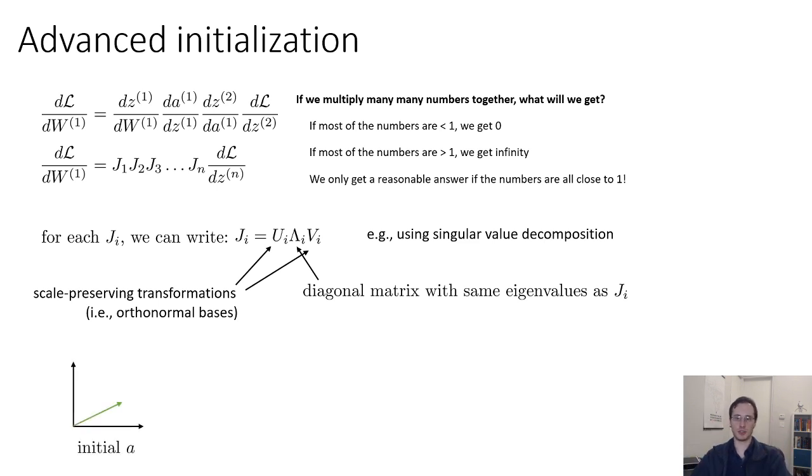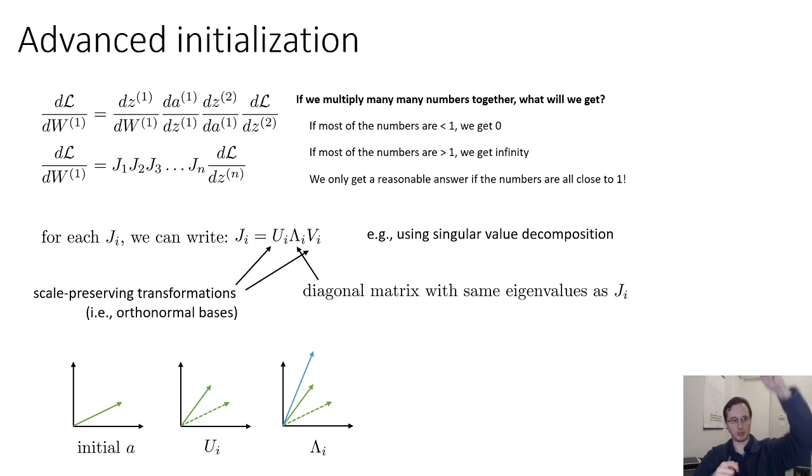So you can think of this visually. If your initial activation is a vector that looks like this, then U rotates it without making it longer or shorter. Lambda scales its dimensions without rotating it. So you can think of lambda as basically just applying a different scale to every dimension. And then V rotates it again. So U and V don't make the vector longer or shorter, they just rotate it.